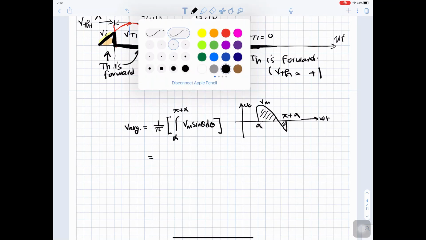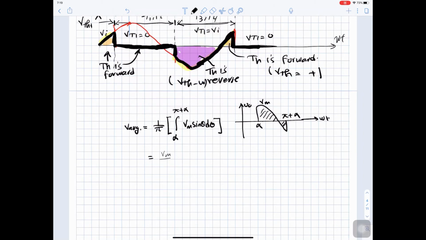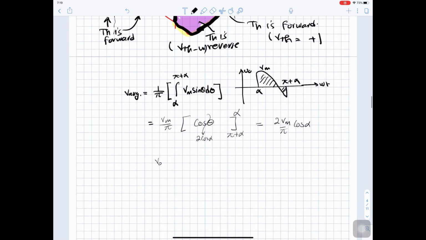So this will equal V max divided by pi, and the integration of sine theta is cos theta, from pi plus alpha to alpha. This will give us cos alpha minus cos of pi plus alpha. So this integration is 2 cos alpha. So this will give us 2 V max over pi cos alpha. So V out average equals 2 V max divided by pi cos alpha.